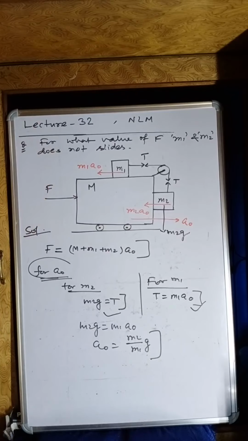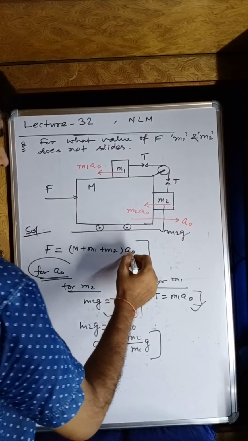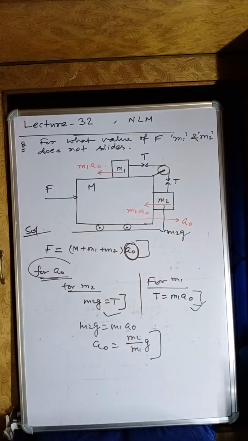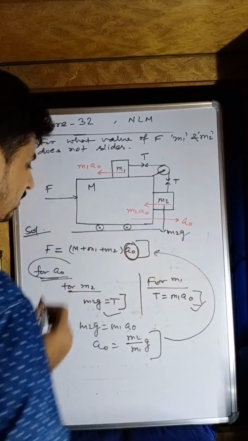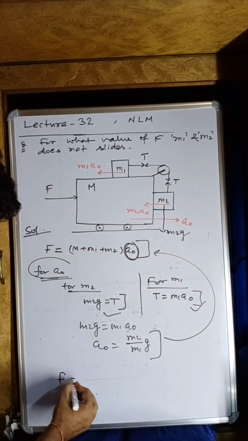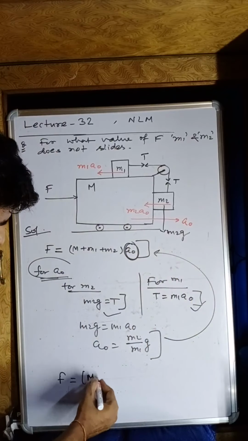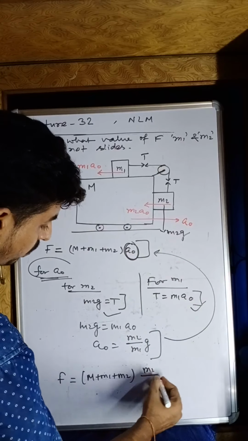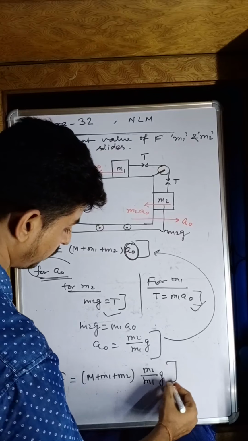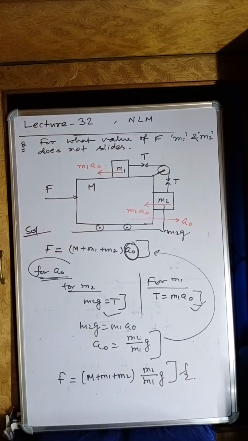Successfully we got the value of a0, and here we were trying to find out the value of a0. So if we got the value of a0, kindly put the a0 in this equation, then you will have the force. It is m plus m1 plus m2 into m2 by m1 into g. This is the answer. In this way you have to approach the questions of pseudo force, and you have to apply the concept to find the answer.